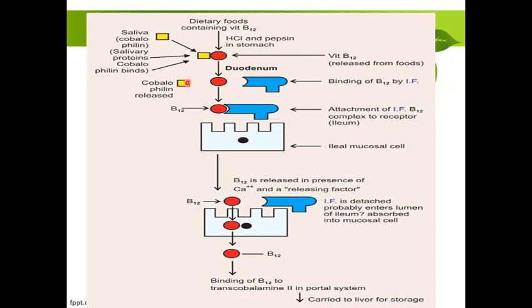In the duodenum, this cobalamin is released and the intrinsic factor binds with the B12. When it binds to the B12, this complex helps in the absorption of the B12 in the ileum. It enters the ileum and this is released. Intrinsic factor is released. Calcium helps in the release of the intrinsic factor. So this B12 now enters the cavity of the ileum and then it is absorbed and it binds to the transporting protein known as transcobalamin in the portal system and is carried to the liver for storage.